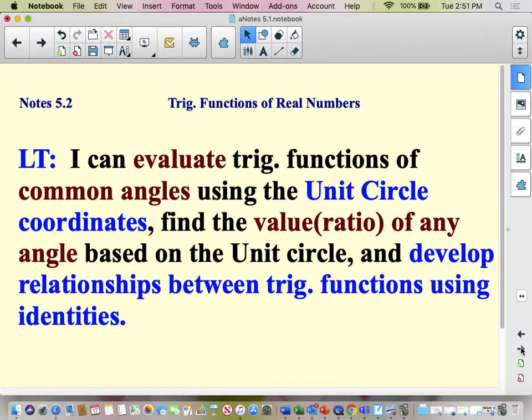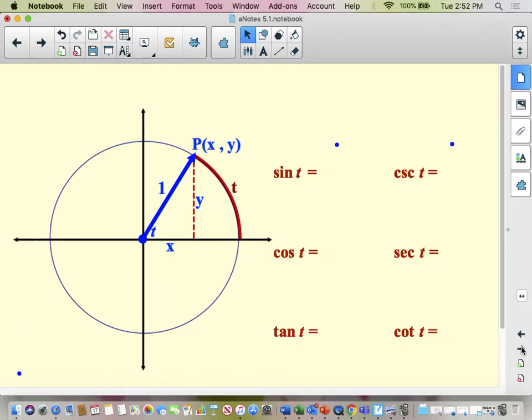All right, moving on to 5.2. I kind of mentioned this is a big day. But 5.2 is just more extensions on the unit circle. Okay, so you're going to learn about your reciprocal trig functions and other relationships between those values on the unit circle. So if you don't recall, we've already covered the sine, cosine, and tangent ratios.